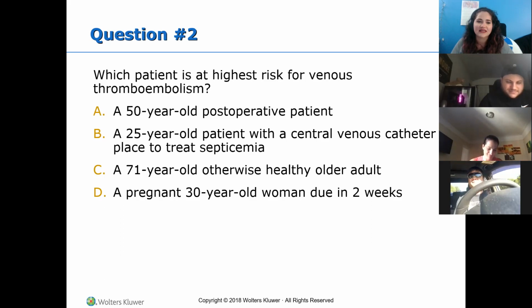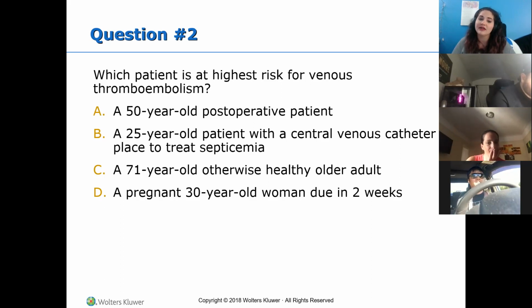Okay, we're gonna go through this step by step because unfortunately A is not the correct answer. So, patient A, 50-year-old post-op patient. Well, how many risk factors do they have? 50 is not an older adult, 65 is that mark. So 50 is a fine age and they're post-op, so they have one risk factor. A 25-year-old patient with a central venous catheter in place to treat septicemia. Well, 25 is a young age, which is great, but the venous catheter is one risk and he's being treated for septicemia. So that's two risks.